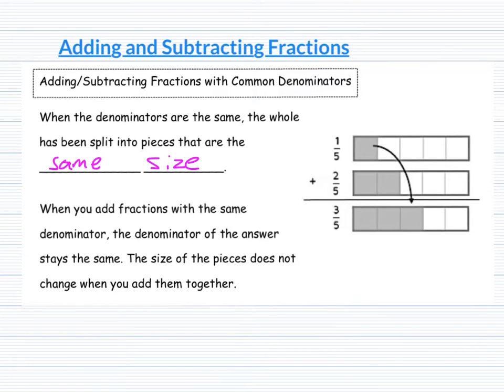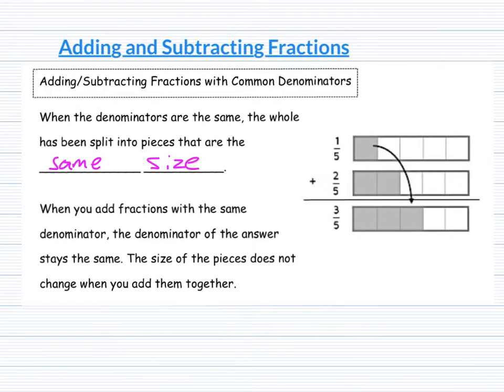For instance, if you look over here at this example on the right, we have 1/5, we have a whole split into 5 parts, and one of them is shaded in. And we have a whole split into 5 parts, and 2 of them are shaded in. So now we're looking at how many fifths do we have altogether. We have 1, 2, 3 fifths, so we have 3 over 5 as our answer. 1/5 plus 2/5 is 3/5.